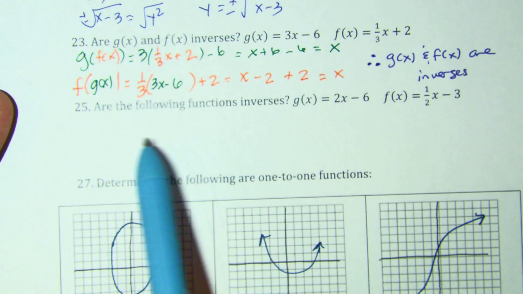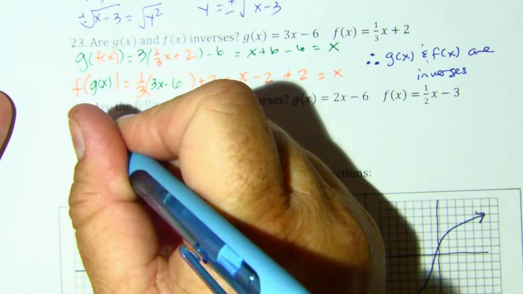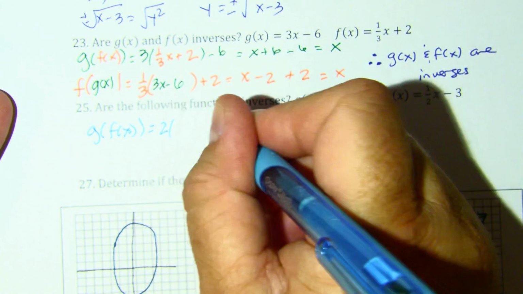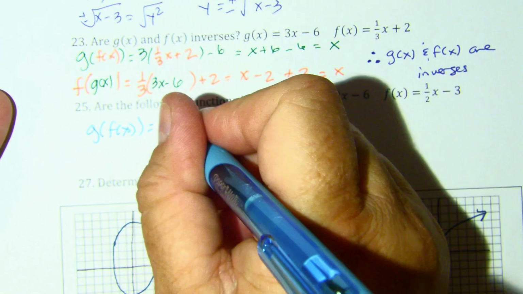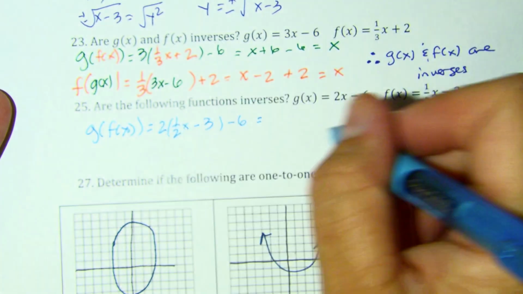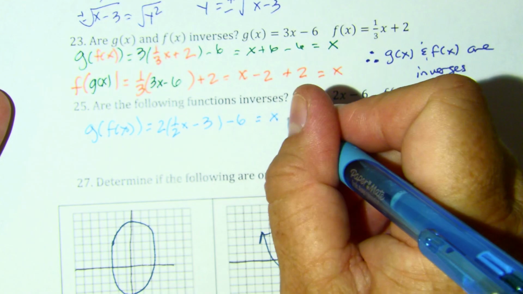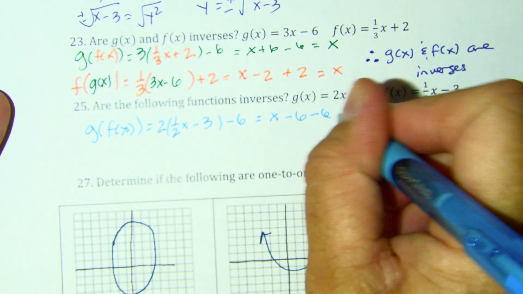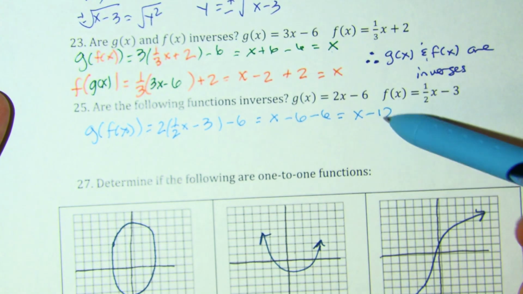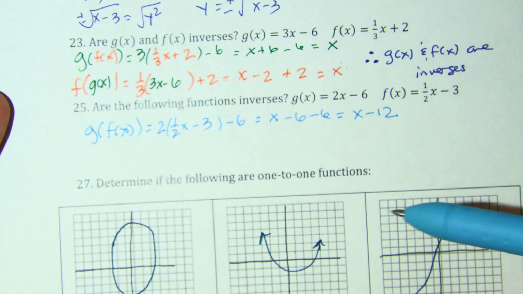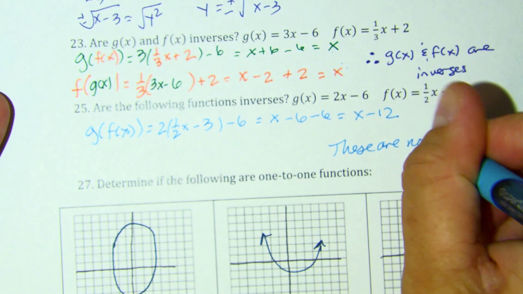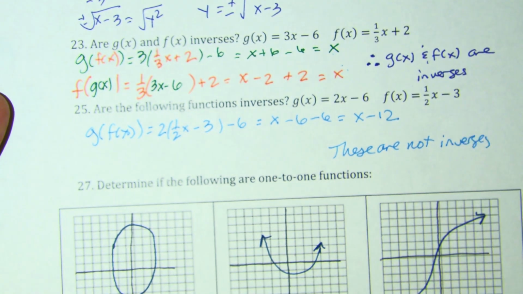Let's do another example. Here it says, are the following functions inverses? We have g of f of x that we need to find. G is 2x minus 6. We're plugging in 1/2 x minus 3. The 2s cancel out here. We just have x. And 2 times -3 is -6. Minus 6 is x minus 12. And that doesn't equal just x. Even though we could see if they both equal the same thing, it doesn't matter. If it's not equal to exactly x, that means these are not inverses.